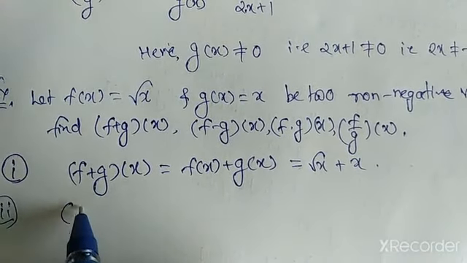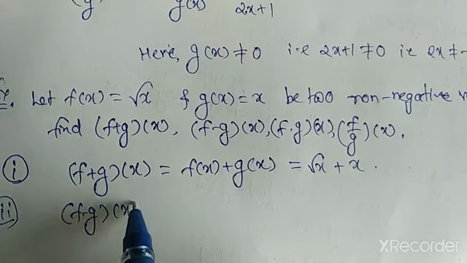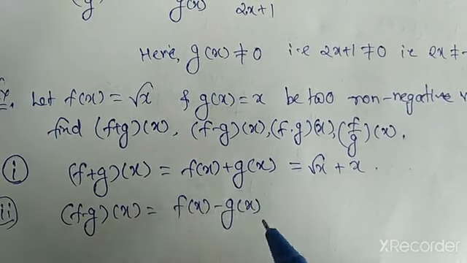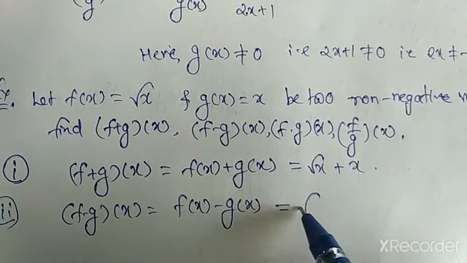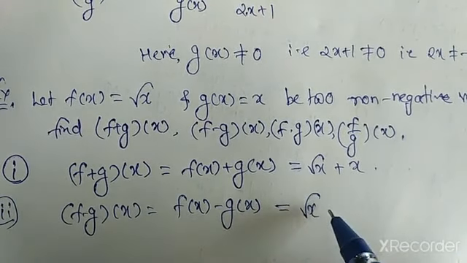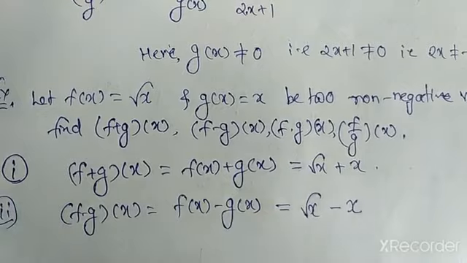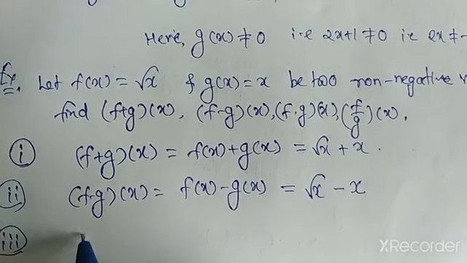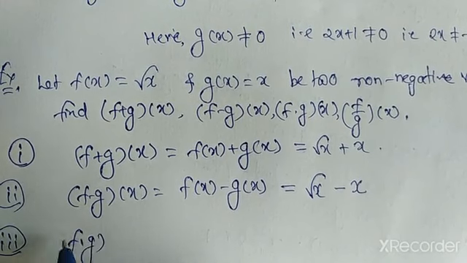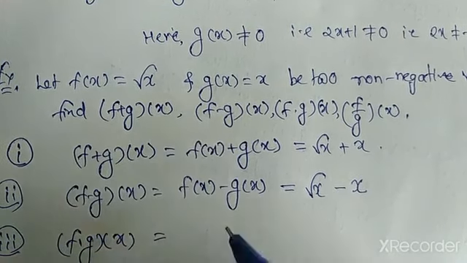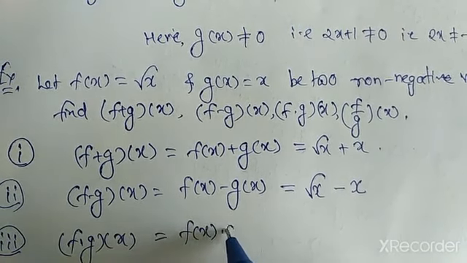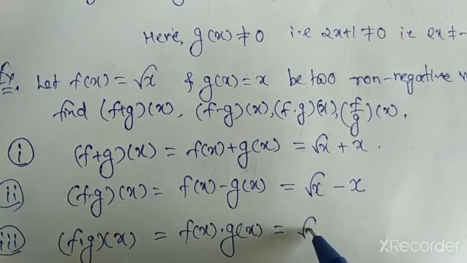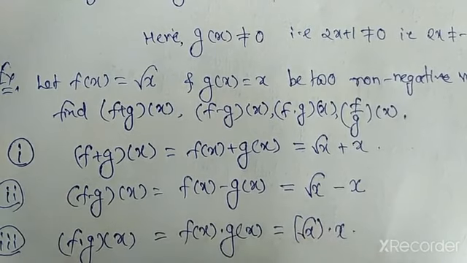Next, second, f minus g of x is equal to f of x minus g of x, which gives root x minus x. Okay, next, f into g of x, which can be written as f of x multiplied by g of x, which is equal to root x into x.